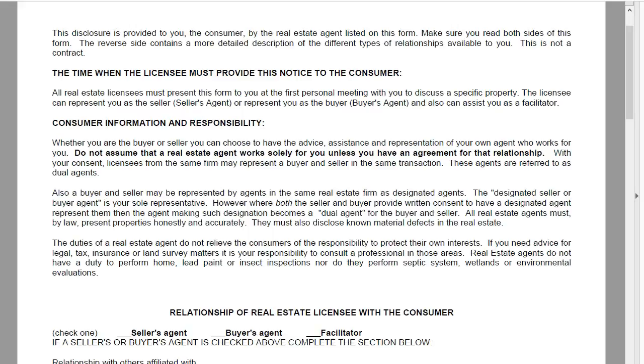So, consumer responsibility and information. Whether you are the buyer or the seller, you can choose to have the advice, assistance, and representation of your own agent, who works for you. Do not assume that a real estate agent works solely, that would be the key word, for you, unless you have an agreement for that relationship. This kind of hammers home the point, doesn't it? With your consent, licensees in the same firm may represent a buyer and a seller in the same transaction. These agents are referred to as a dual agent.